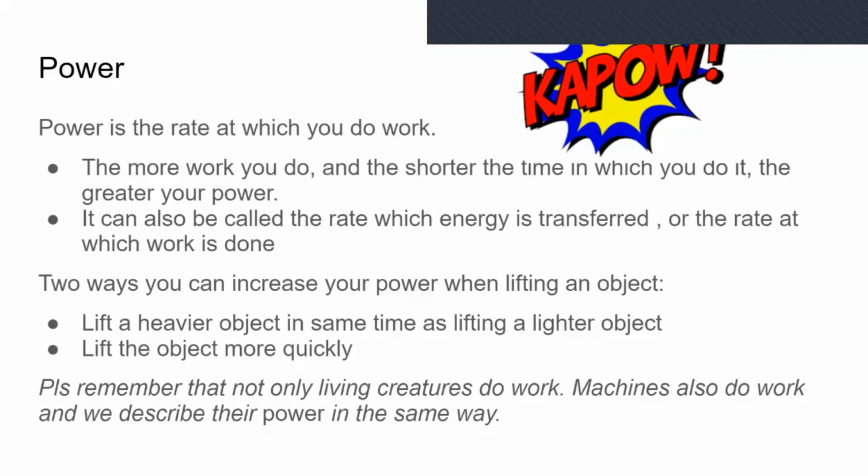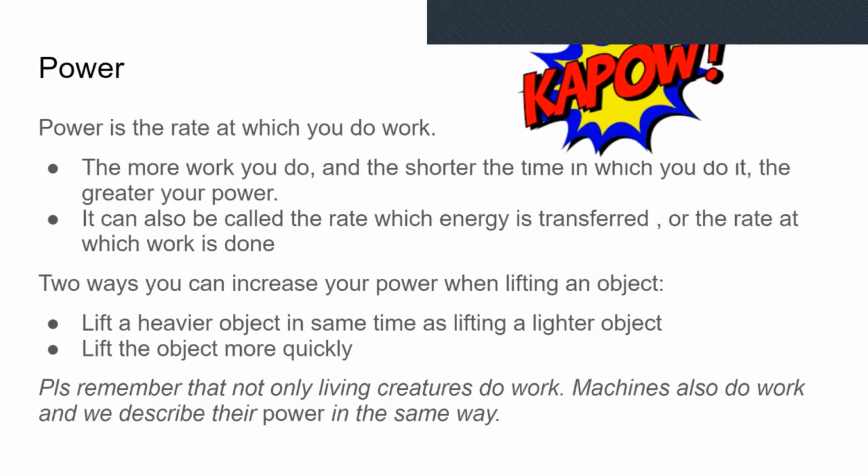Power. Power is the rate at which you do work. The more work you do and the shorter the time in which you do it, the greater your power. It can also be called the rate at which energy is transferred, or the rate at which work is done. Two ways you can increase your power when lifting an object: lift a heavier object in the same time as lifting a lighter object, and lift the object more quickly.